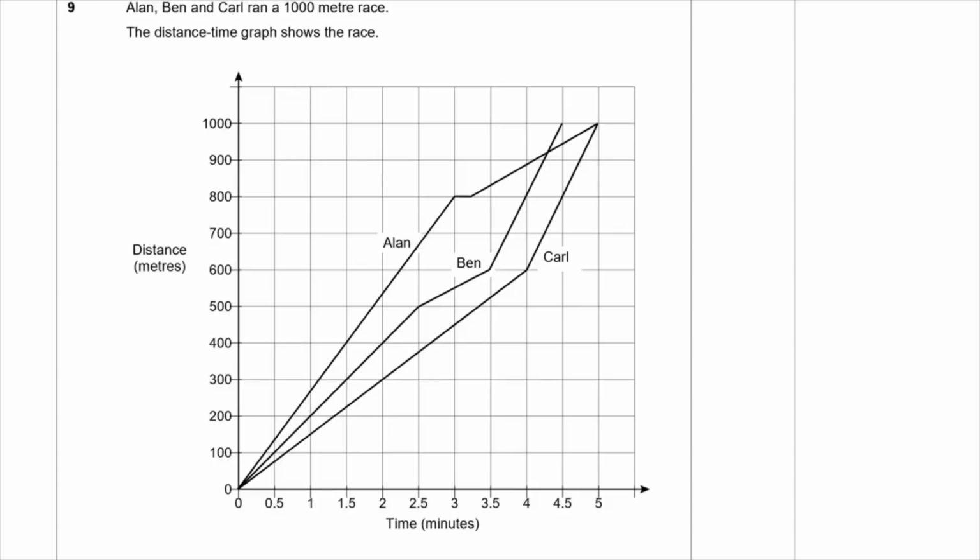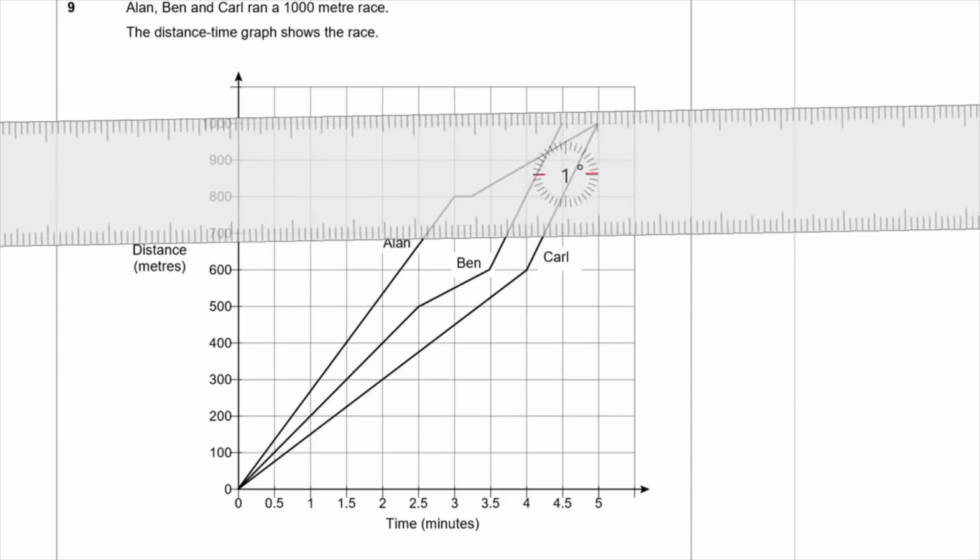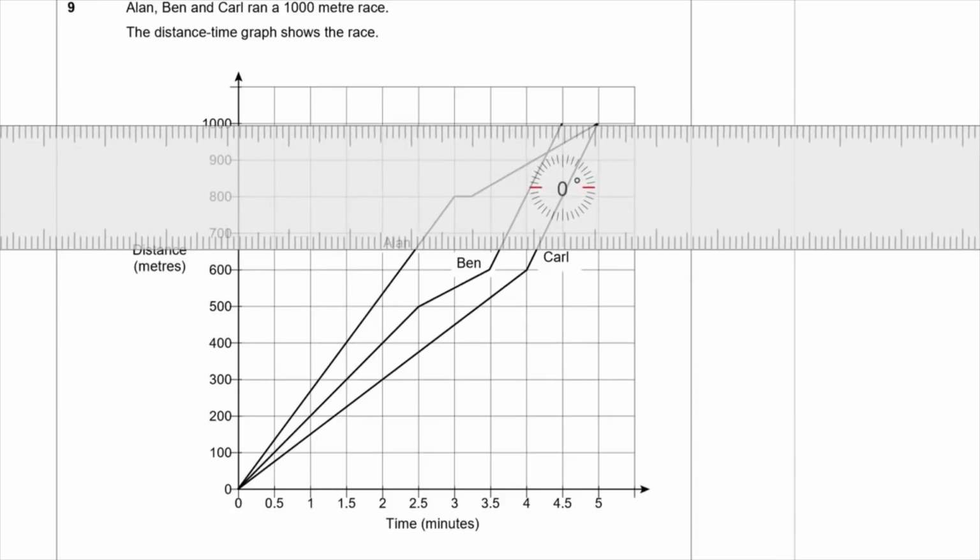Okay, so normally who wins the race is the person who gets to the finish line first. So we should be looking at which of these three boys gets to the 1,000 meter mark before the others. So the 1,000 meter mark is here, this line. So I'll quickly draw that on. This is the finish line here.